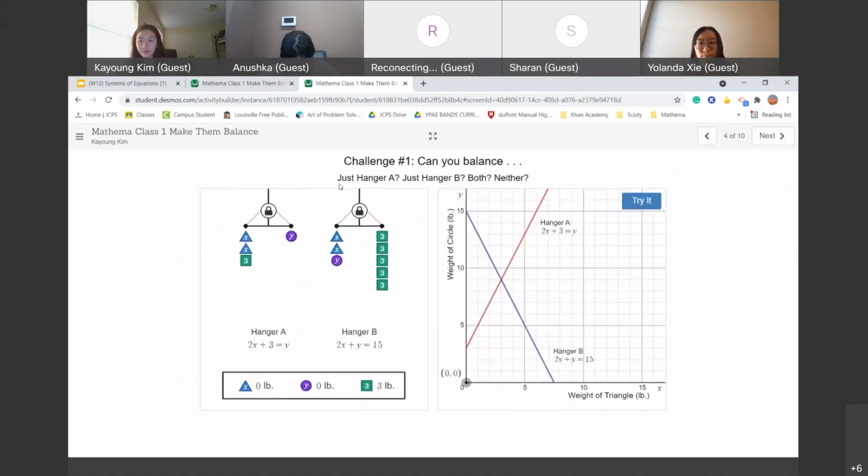Okay, this time you're going to try to balance both at the same time. So you can move this around. And for hanger A, for example, points on this red line are going to make hanger A balance. And then the points on this line will make hanger B balance. So try to find the point that would make both of them balance. Once you find it, you can type it in the chat.